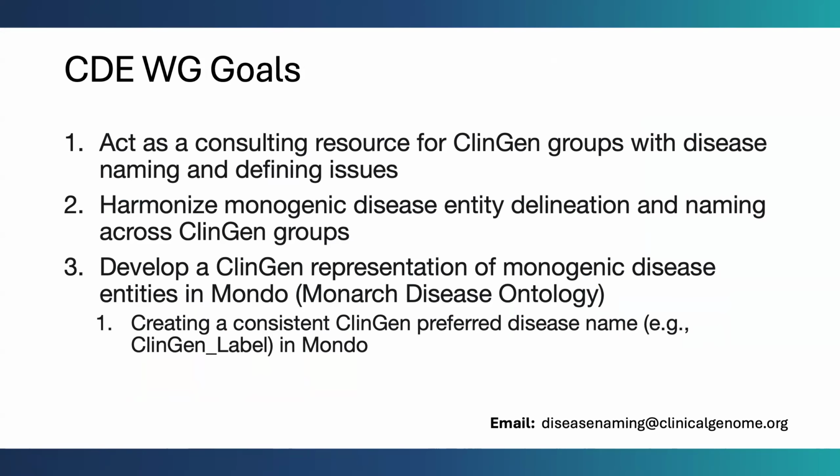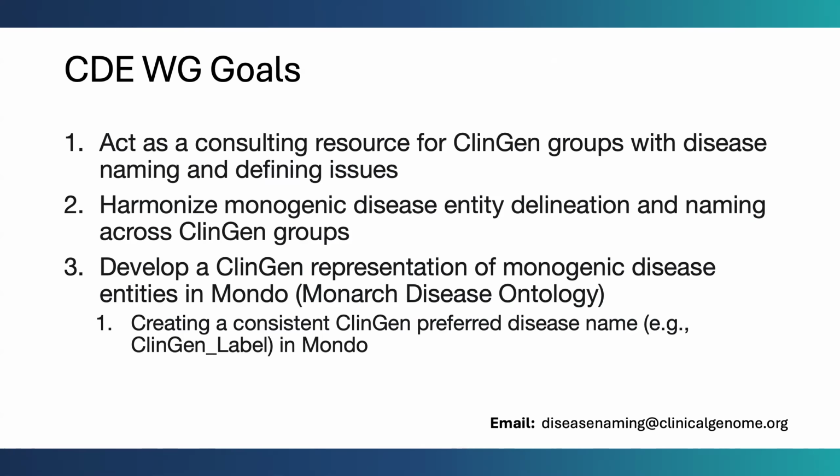So our goal as the Curated Disease Entity Working Group is to act as a consulting resource for ClinGen groups with disease naming and defining issues. We have a specific consulting team that I'll go over and show you in a few minutes, but they are there and we are here to help you. If you're having issues with that, you can email us at diseasenaming@clinicalgenome.org. We'd love to help. We're coming together.